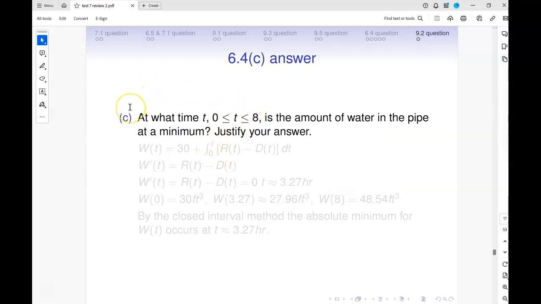All right, here's probably the most difficult question in the set. It says, at what time t is the amount of water in the pipe at a minimum? Justify your answer. Well, I'm going to start by writing the equation for water in the pipe. So it started with 30, and then it's plus the integral from 0 to t of r of t minus d of t dt.